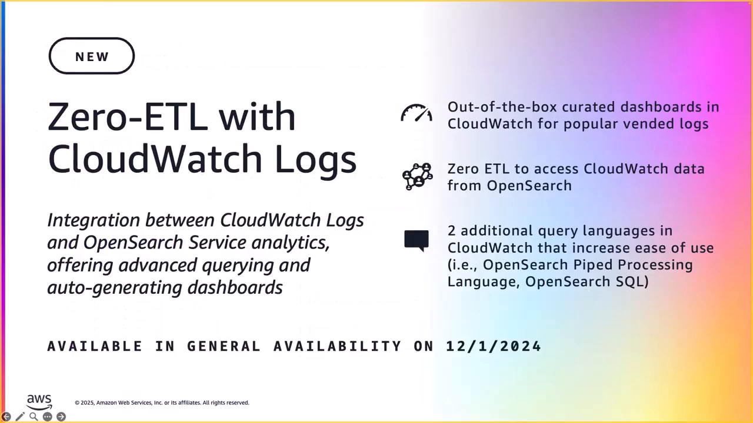Moving on, one of the launches that we covered in the previous slide, which I'll be diving deeper into, is the zero ETL with CloudWatch logs. As we transform how to monitor and troubleshoot your database fleet, we now moved on to the next launch, which is the zero ETL with Amazon CloudWatch logs. So this helps with the integration between CloudWatch logs and OpenSearch Service analytics. So you can have out of the box curated dashboards in CloudWatch for popular vendor log sources. This provides zero ETL to access CloudWatch data from OpenSearch.